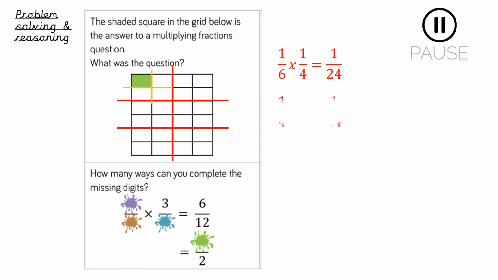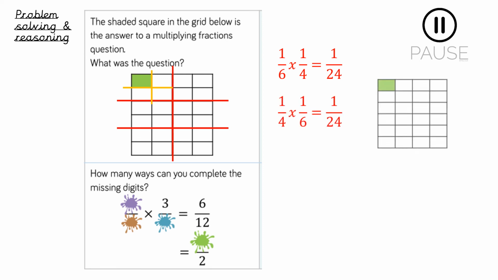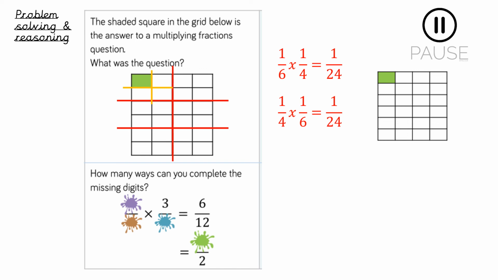Or I could have done the opposite of that, and I could have got my 24 squares that I've got there, and I could have split that into quarters to start off with, and then I could have split each of my quarters into 6. So 1/4 times 1/6 equals 1/24. So that just shows us, like we said on the previous page, that you can do it both ways round and you would still get the same answer. Okay, so there might be other options you could do for that, as long as your answer is 1/24 at the end.